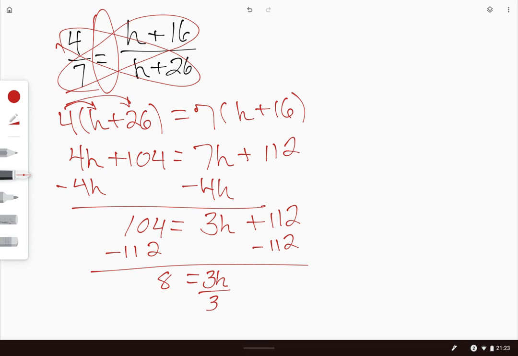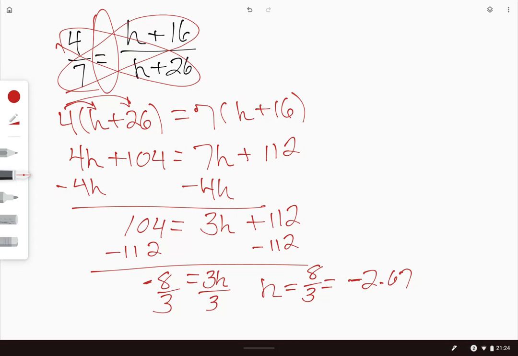Then I divide both sides by 3, so h is going to equal 8/3. For this assignment, we're going to write things as a decimal, so 8 divided by 3 is going to be 2.67. And that is going to be negative because that is a negative 8 right there: 104 minus 112 is a negative 8. So my answer there is a negative 2.67.